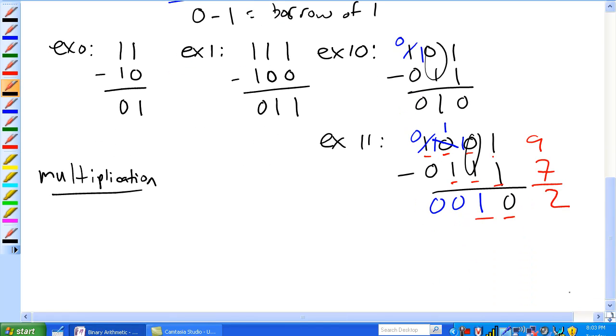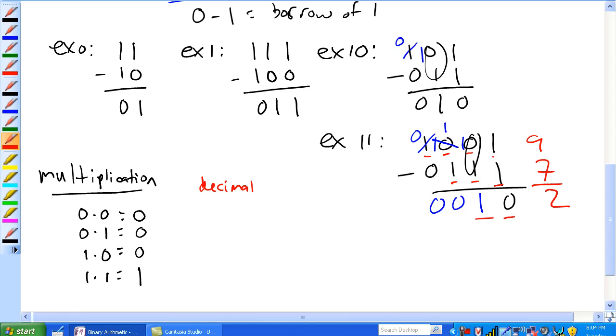Okay, multiplication. Let's use the same kind of pattern here as the four rules. 0 times 0, 0. 0 times 1, that's a 0. 1 times 0, that's a 0. 1 times 1, that's a 1. Looks surprisingly similar to an AND gate, right? Okay, so let's go back to decimal world.